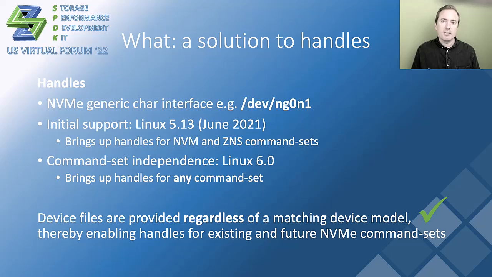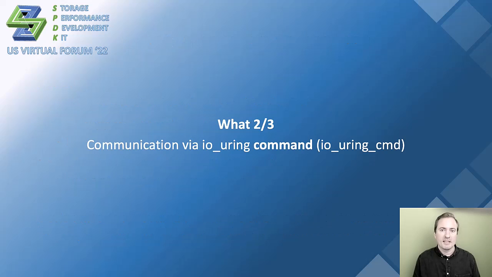So that means at this point in time, there's a means to get a handle and then communicate with the device using the Linux ioctl, regardless of whether there's a matching device model, enabling handles for both existing and future NVMe command sets. Now we just need the performance part, and that's provided by io_uring command.